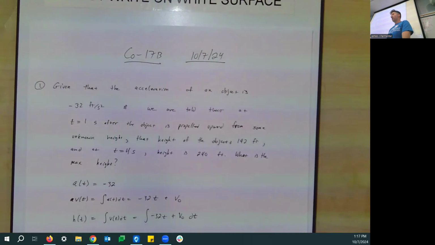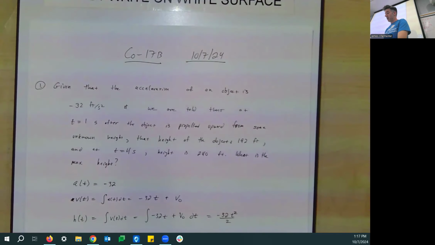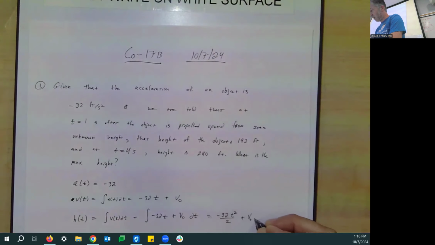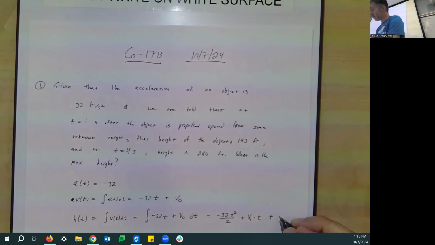And we're going to anti-differentiate this in the same sort of way. The antiderivative of t to the first is t squared over 2. So we're going to get negative 32 times t squared over 2, which is going to simplify to negative 16t squared. The antiderivative of a constant is that constant multiplied by your variable. And then we're going to add on a new constant, which I'm not surprisingly going to call h naught, the height at time 0.